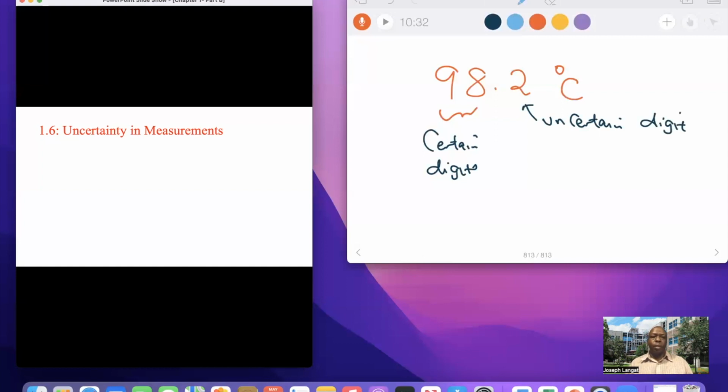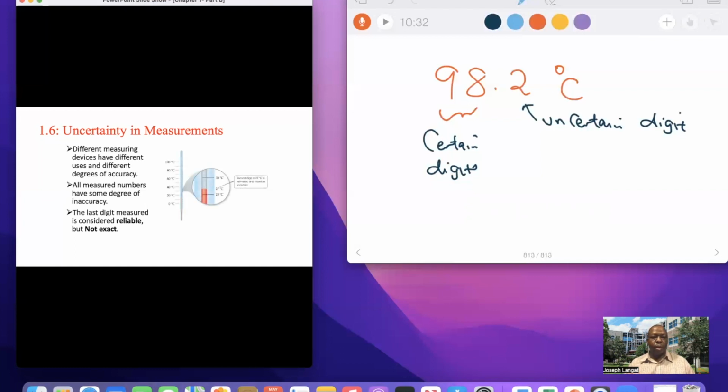Yeah, uncertain digit. All measurements consist of certain and uncertain digits, depending on which instrument is used. Always the last digit has some uncertainty associated with it. So remember, no measurement is exact. Or in other words, there is no instrument which will give you an exact number.